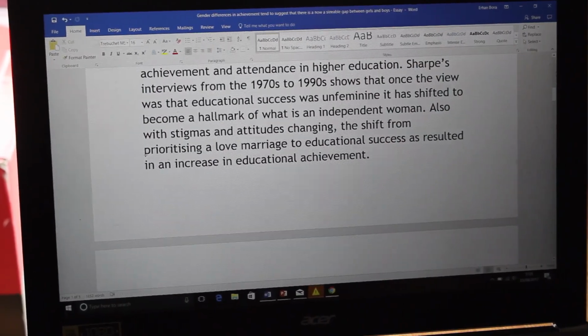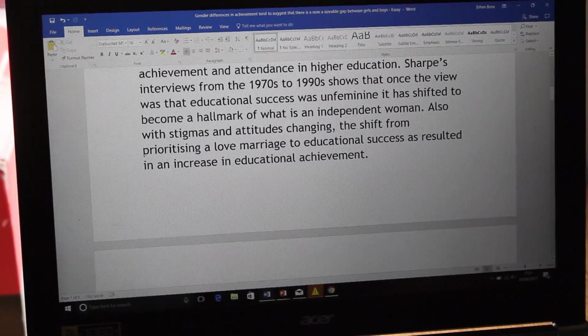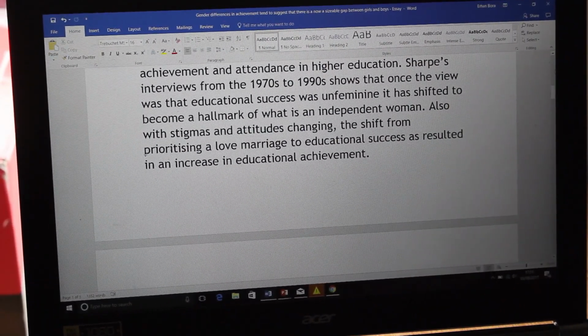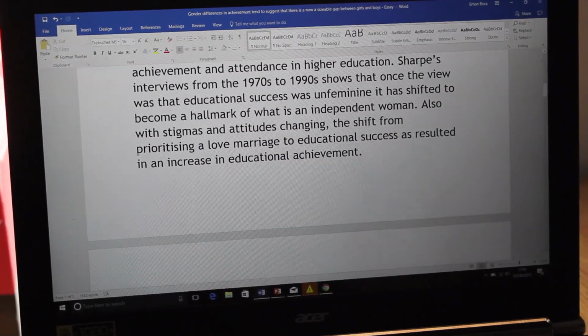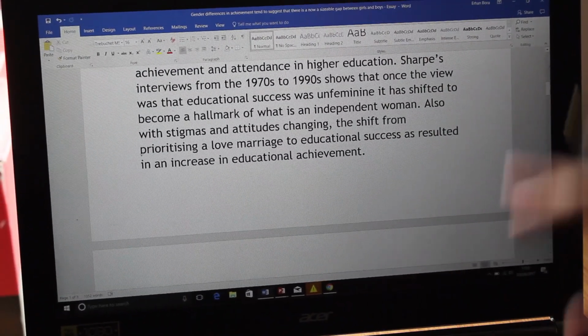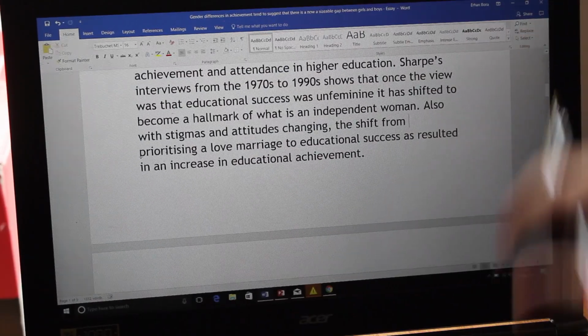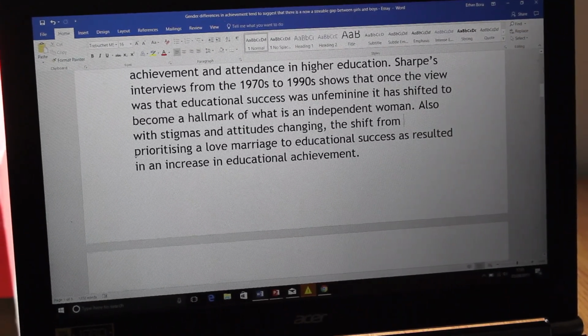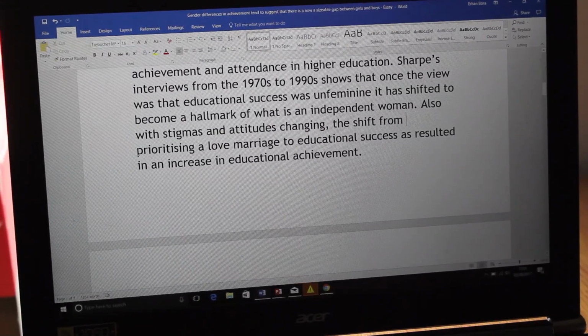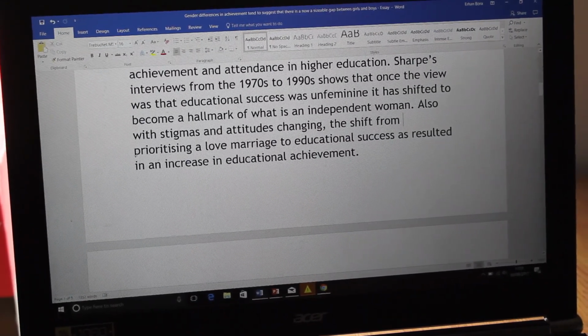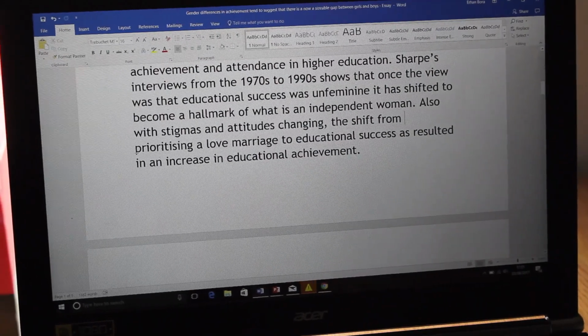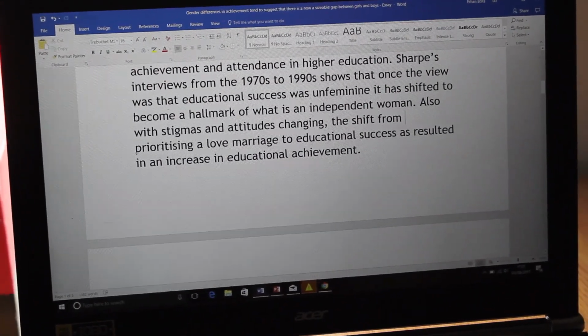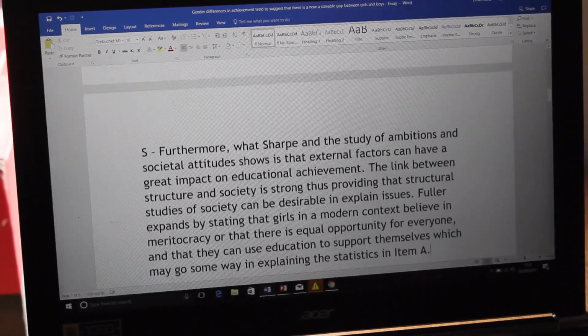Also, with stigmas and attitudes changing, the shift from prioritising a love marriage to educational success has resulted in an increase in educational achievement. So Sharpe is saying, once upon a time, women would want to get married, they would prioritise finding the love of their life, the prince to come and save them like a Disney cartoon. But now, what they want is to go to university, get their grades, get their perfect job, and be standing on their own two feet.